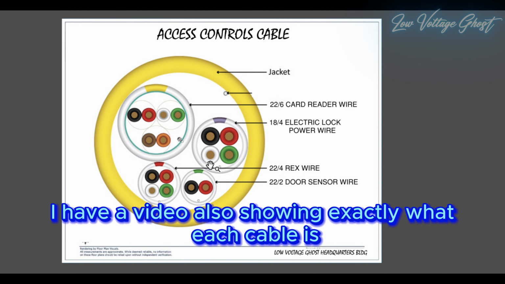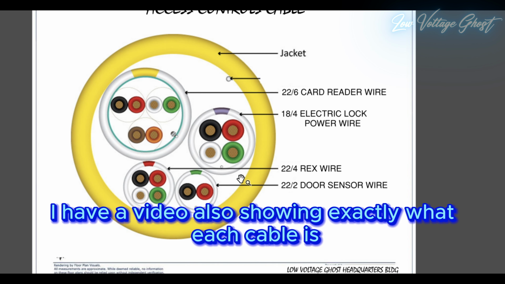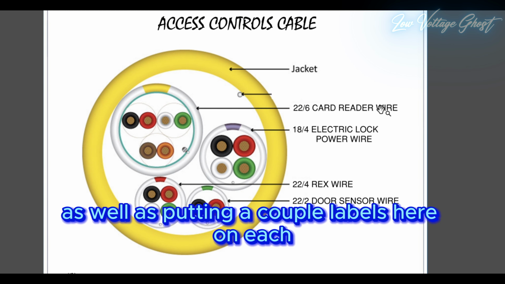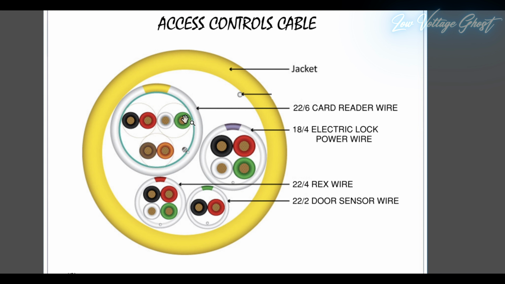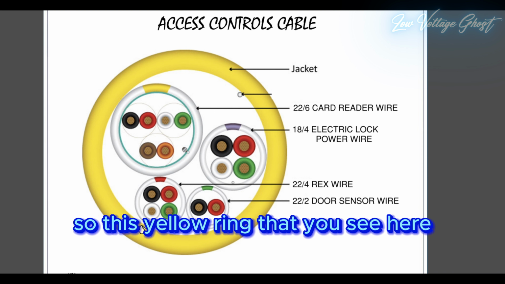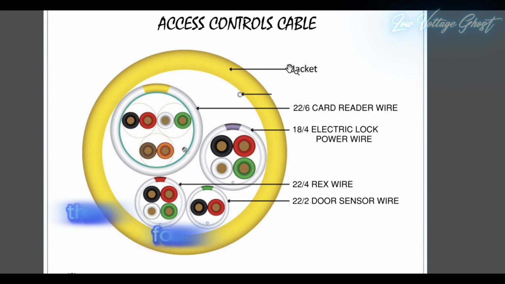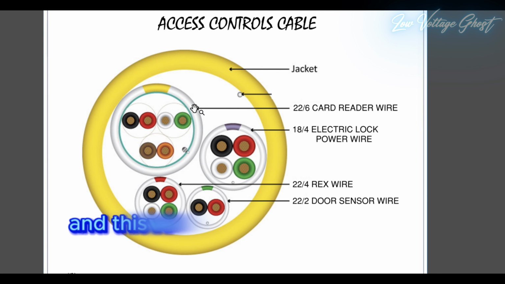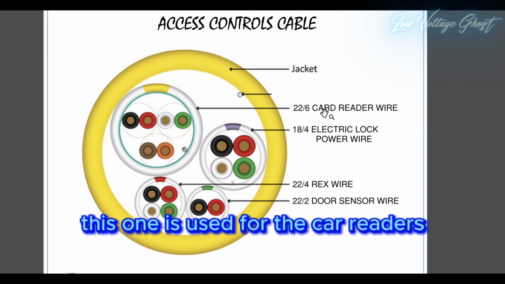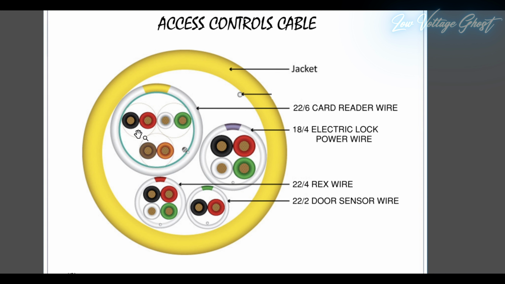I have a video also showing exactly what each cable is and what it is used for, as well as putting a couple of labels on each of the wire components inside of it. So this yellow ring that you see here is pretty much just the jacket, the plastic that is protecting all these four groups of wires. And this wire here has 6 conductors. This one is used for the card readers.